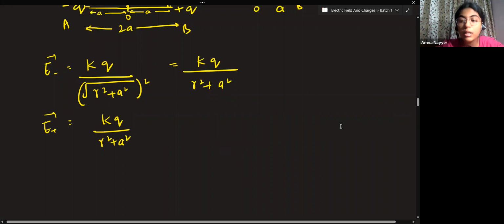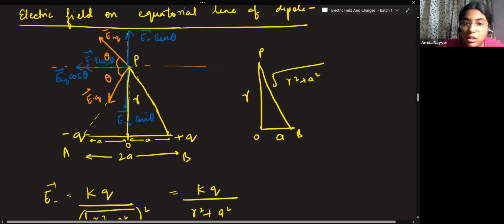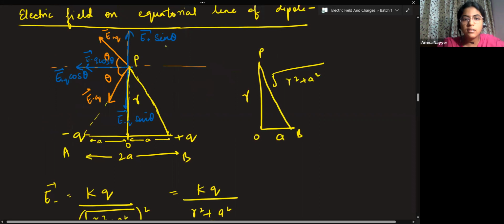Similarly, for the positive charge also, the magnitude will remain same, kq divided by r square plus a square. Now see, how will we solve this? This is the magnitude that we have. Now we just have to put in the values. But where do we have to find the values? See, all the positive charges' E plus sine theta components are above the axis, and all the negative charges' E minus sine theta components are below the axis. So won't they get cancelled? What will be the net electric field along y-axis? Just look at the y-axis.